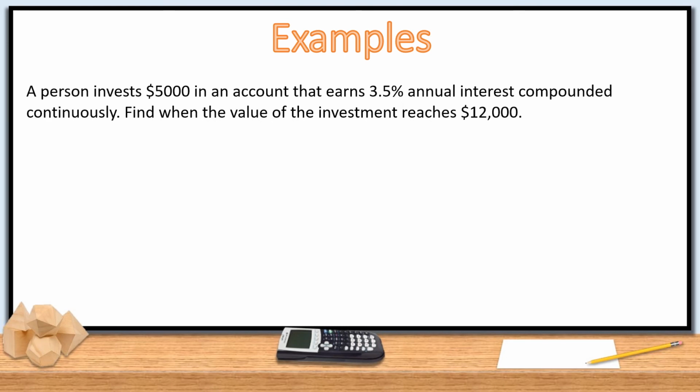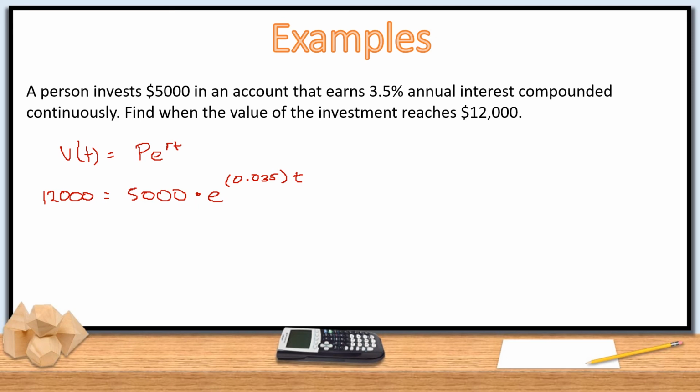All right, compound it continuously. So this value is equal to P e to the power of RT, our friend PERT. So value over time, we want to know when it reaches 12,000. Initial investment is 5,000. So it's going to be times e to the power of 3.5% annual interest, so 0.035 t. Remember, e is a value here. It's not a variable. So we're going to graph this again.